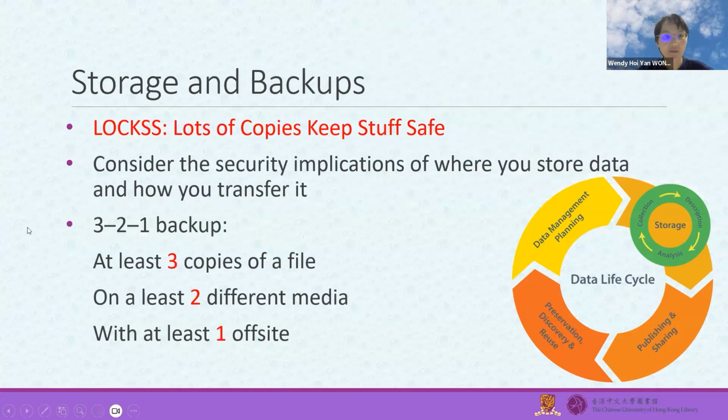Storage and backup. There is this motto: lots of copies keep stuff safe. So we have a 3-2-1 backup rule. At least 3 copies of a file, on 2 different media, and at least 1 offsite. This is the 3-2-1 backup rule. It applies to your data collection, data storage, and as well as in the future, if you are creating a system, you are also advised to have a 3-2-1 backup server, for example.